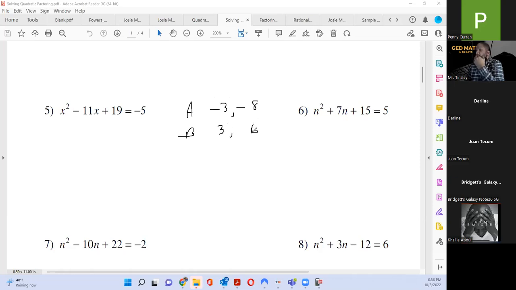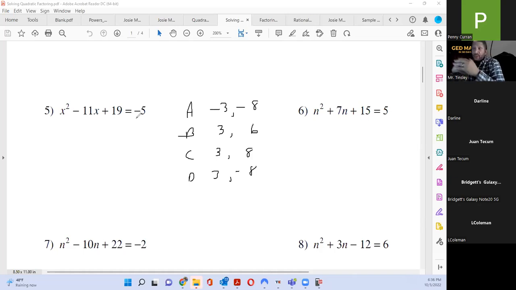And 6, we're going to do 3 and 8, and then we're going to do 3 and minus 8. So I gave you the answers, right? And you're having problems solving this quadratic equation, but you are given the multiple choice, right? What should you do? Plug them in.